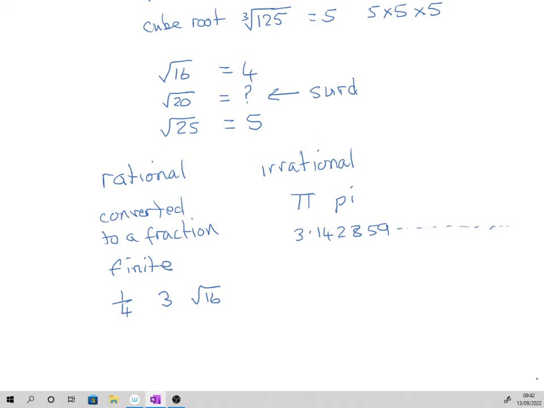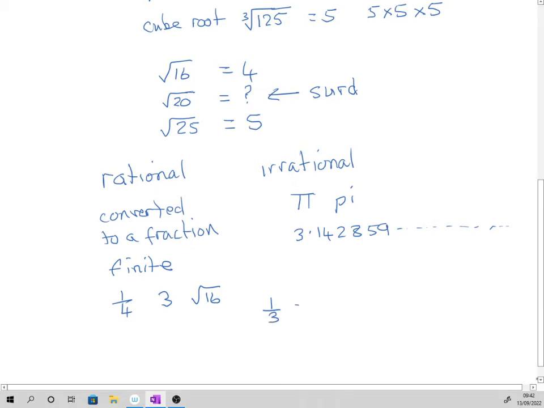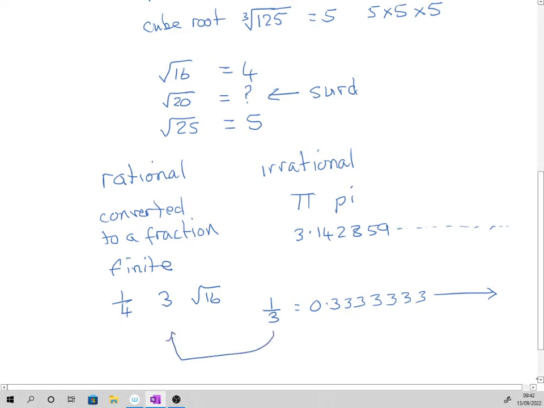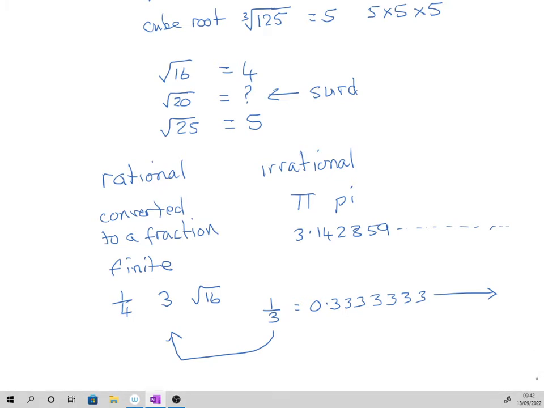Now, there is this, a third, which equals 0.333333 and so on. Now, this number never ends, but because we can write it as a fraction, it becomes a rational number. A rational number is a set amount, irrational number isn't.